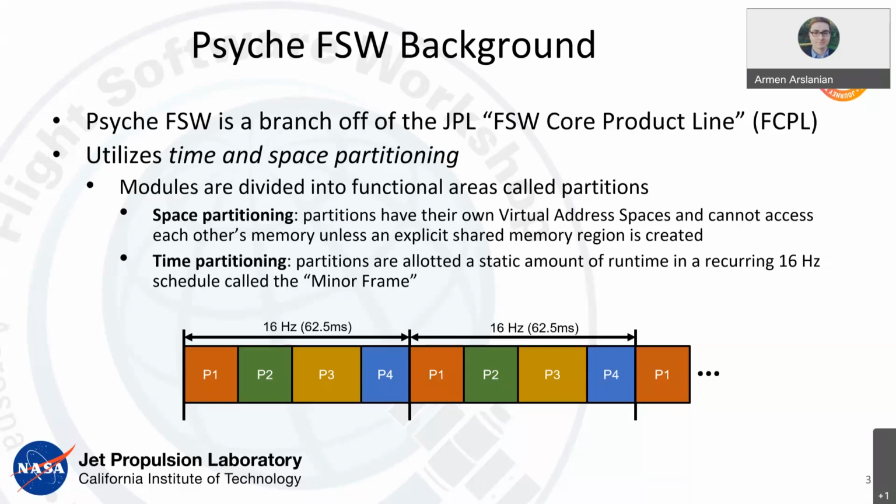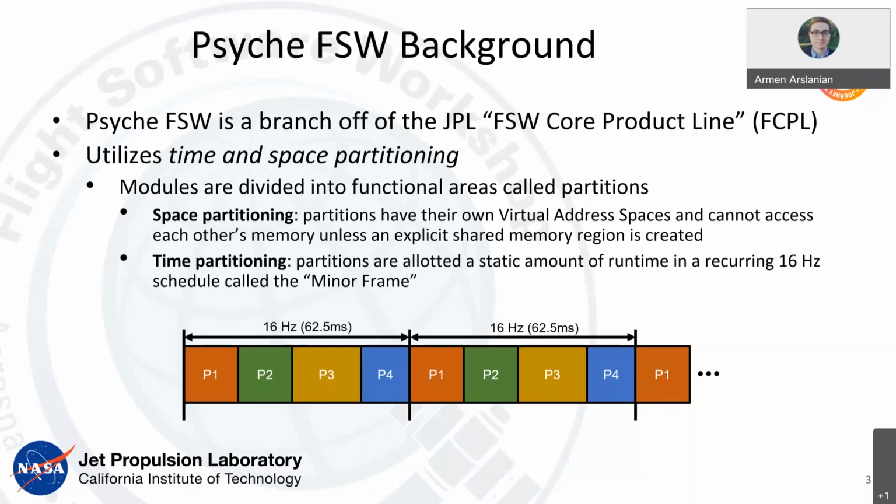There's the two concepts of space partitioning and time partitioning. With space partitioning, each partition has their own virtual address space, and they can't access each other's memory unless there's an explicit shared memory region. And for the time partitioning, each partition is allowed a certain amount of time, which is defined at design time. And they run in a 16 hertz cycle, which is called a minor frame.